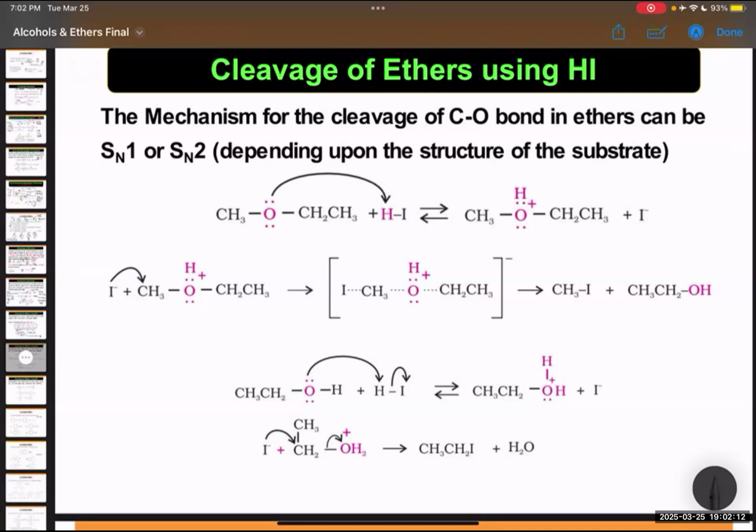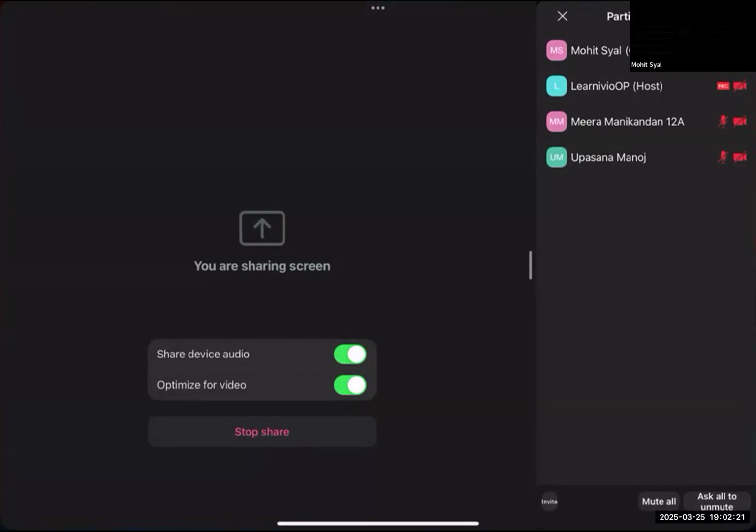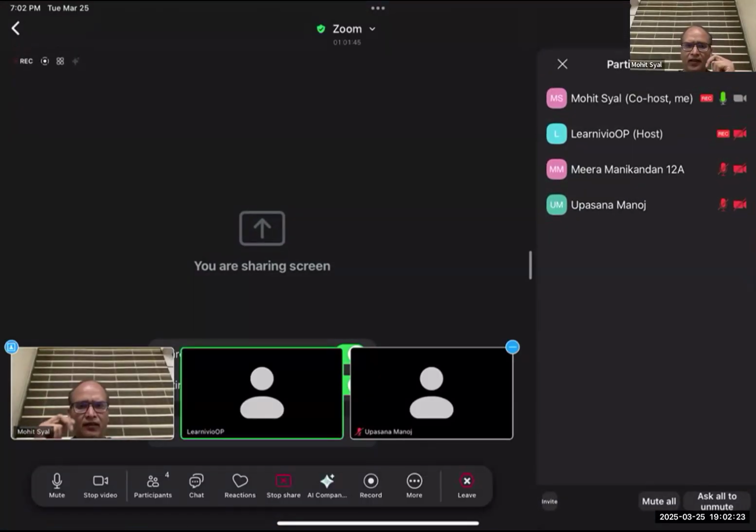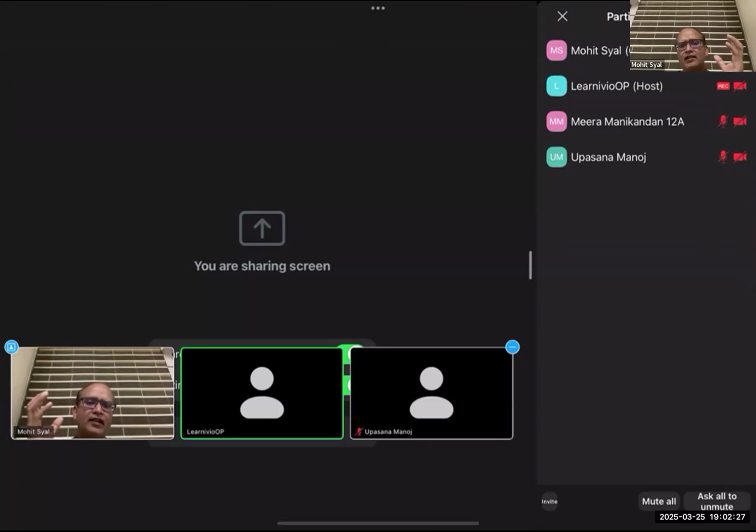So it depends upon the mechanism. For example, this is an unsymmetrical ether. You have two different groups, one is methyl, another is ethyl. How are they going to react with HI? Should I put I on the methyl or should I put I on the ethyl? That's what the problem is.